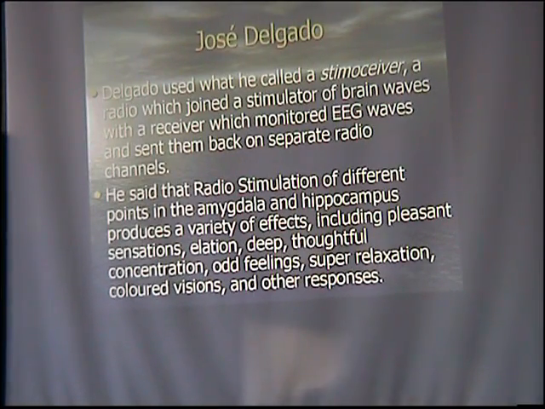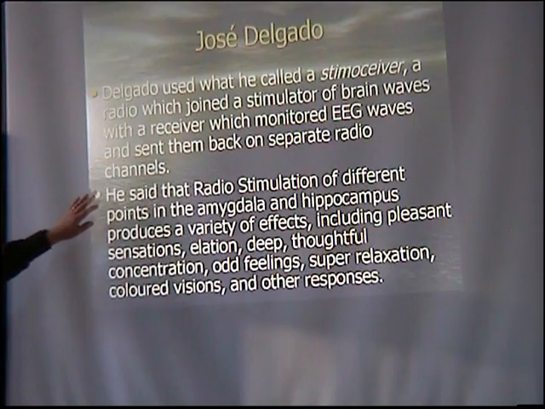He developed what he called the stimoceiver, and this was a radio signal which he said stimulated brainwaves. So it was either EEG or, more likely, through an implant into the brain. The implant was the thing that he actually used. Again, more animal experimentation initially. And in terms of stimulation of different parts of the brain, he produced a variety of effects.